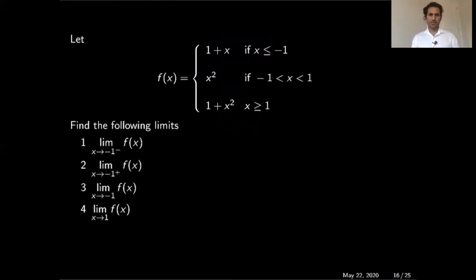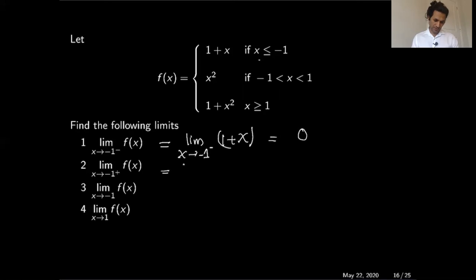So here I have a piecewise function. If I have to calculate the limit of this function as x approaches -1 from the left, what I have to look at is the piece of the function which is on the left of -1. So x less than or equal to -1, and the piece is 1 plus x. So this is just calculating the limit of 1 plus x as x approaches -1, which will give us 0.